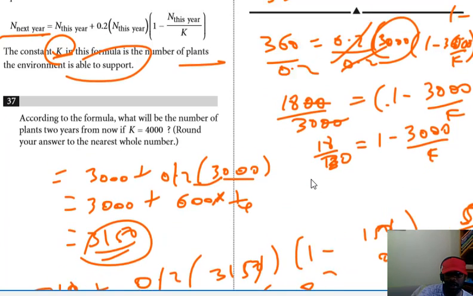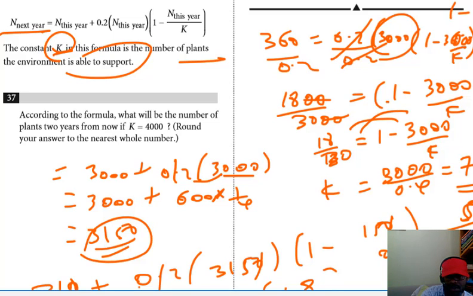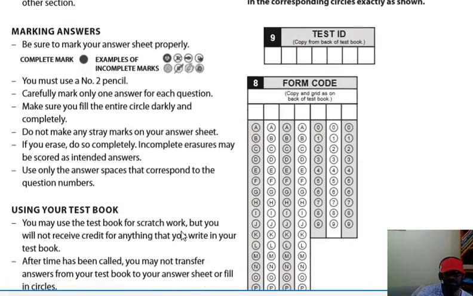Okay, so when we finish this up, use the calculator. Then the value of K is the same as 3,000 divided by 0.4. So this is the same as 7500. So this is the value of K, 7500.